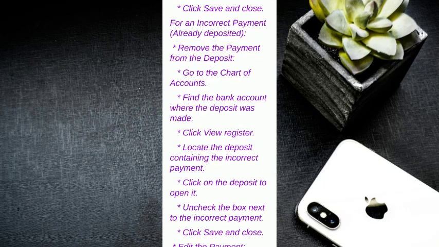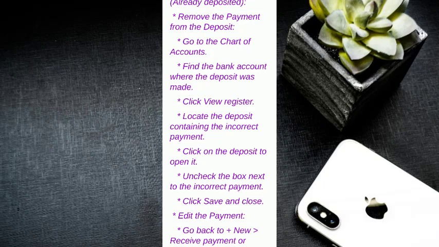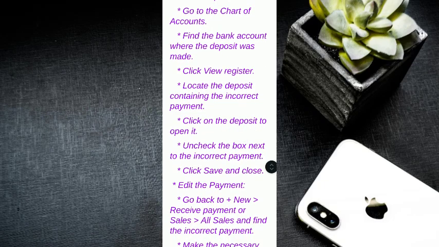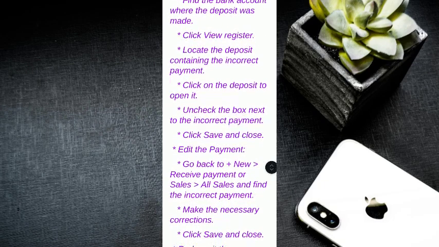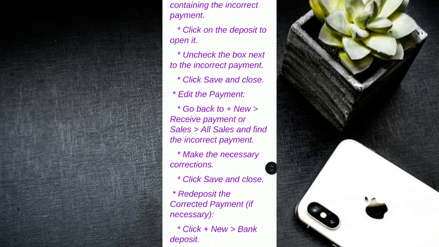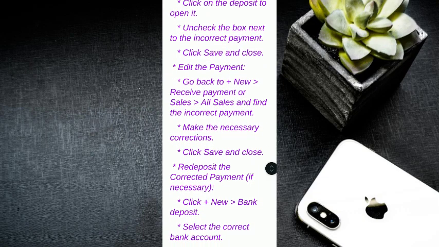Now, for an incorrect payment already deposited, what you do is remove the payment from the deposit by going to the chart of accounts, finding the bank account where the deposit was made, and clicking view register. Locate the deposit containing the incorrect payment, and click on the deposit to open it. Uncheck the box next to the incorrect payment, then click save and close.